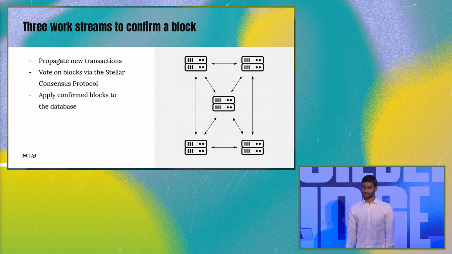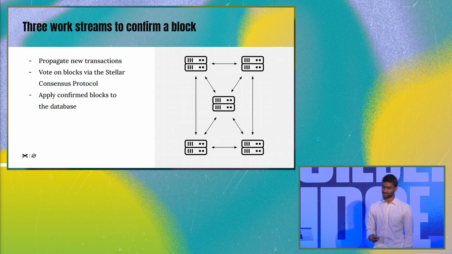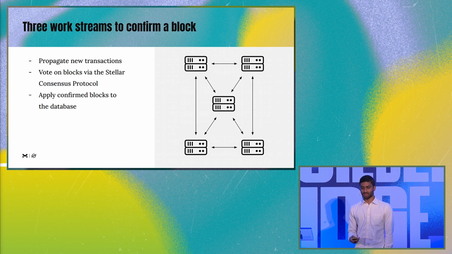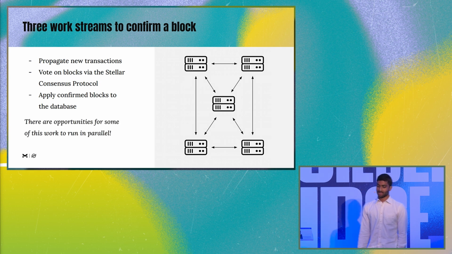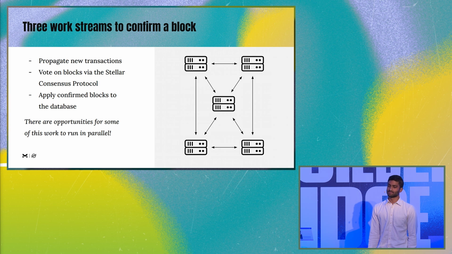The second is that we vote on blocks through the Stellar Consensus Protocol. The Stellar Consensus Protocol requires validators to exchange messages with other validators that they trust. So this stream of work involves validators voting themselves, as well as helping propagate votes of other validators. And finally, we need to apply the confirmed blocks to the database. When the network agrees on a block through the Stellar Consensus Protocol, Stellar Core applies the block to the database, and at that point, the block is confirmed. The transactions in the block are confirmed. There are opportunities for some of this work to run in parallel.